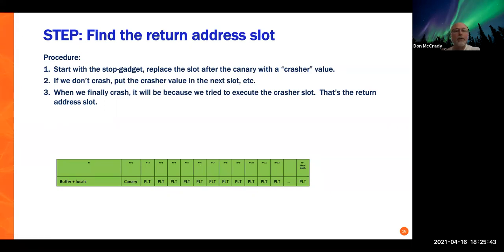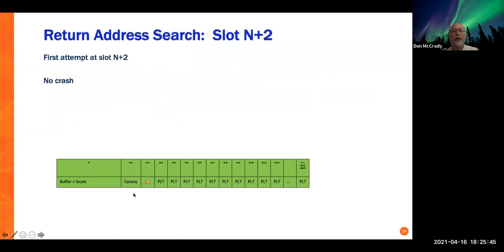Well, let's try n+2, which is the slot immediately after the canary. I'm going to write a value there that is known. If you execute that value, it's going to crash. I wrote a little bomb there. It's best to think of it as a landmine, and if you step on that landmine, it will blow up.